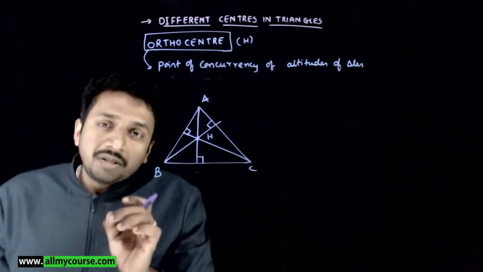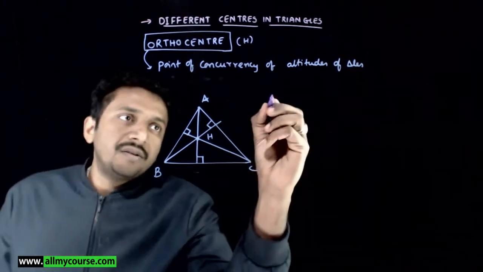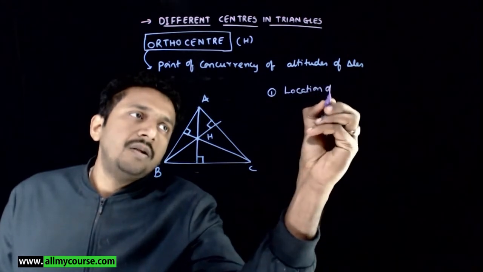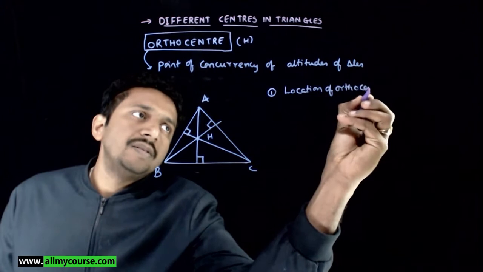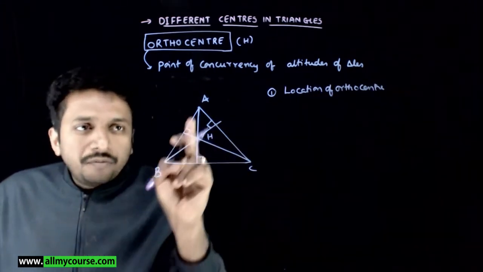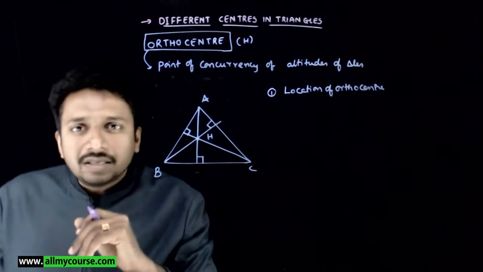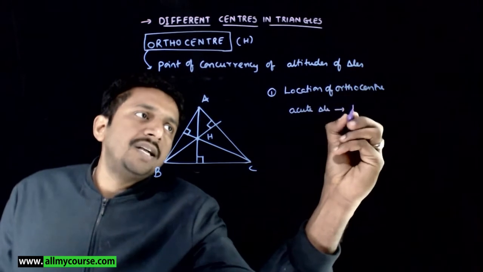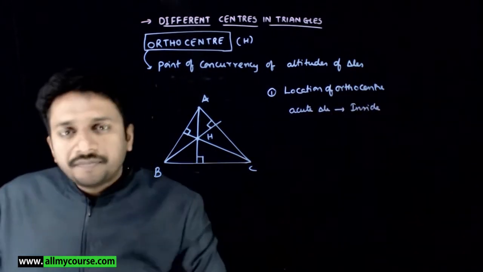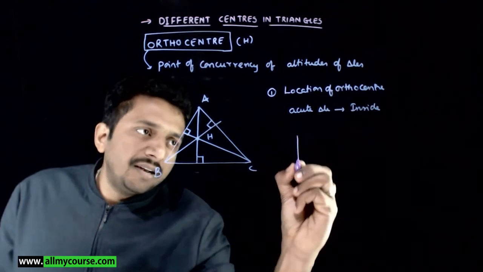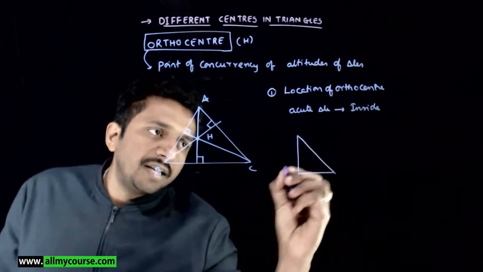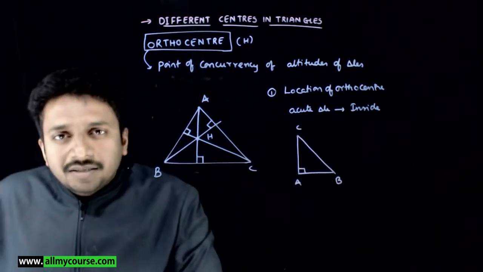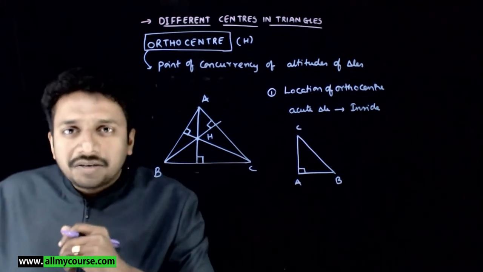So now, what are the properties of orthocentre which you need to understand? So the first property is about the location of orthocentre. So for an acute angle triangle, the orthocentre lies inside the triangle. Now if you take a right angle triangle, so let us take a right angle triangle A, B, C. Let us take that this angle A is 90 degrees. Now what is the orthocentre of this right angle triangle?